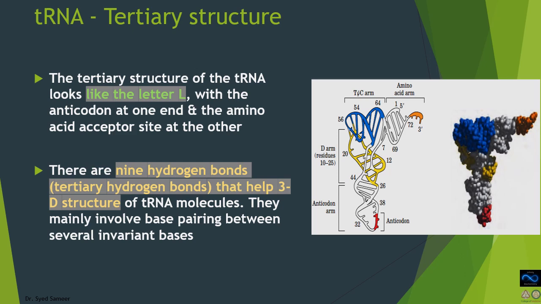This structure is actually stabilized by 9 different hydrogen bonds which are formed between the different structures of the cloverleaf model which you just went through.